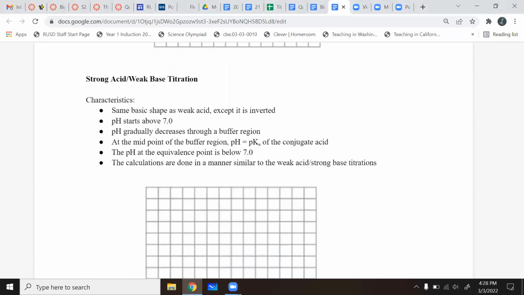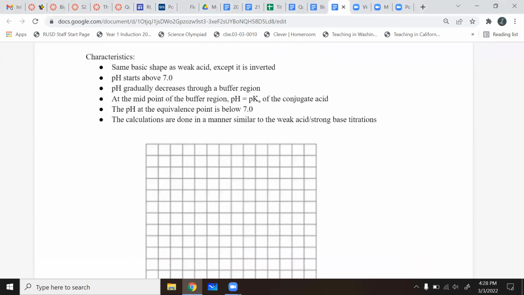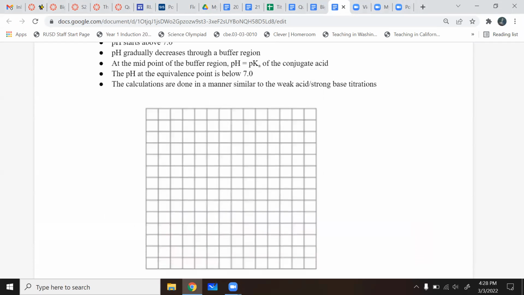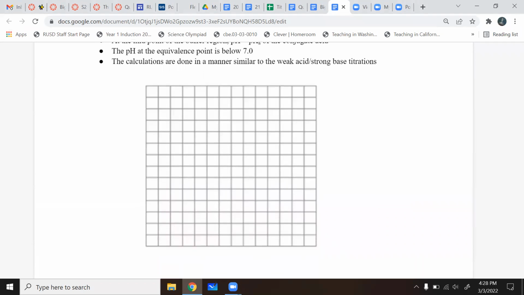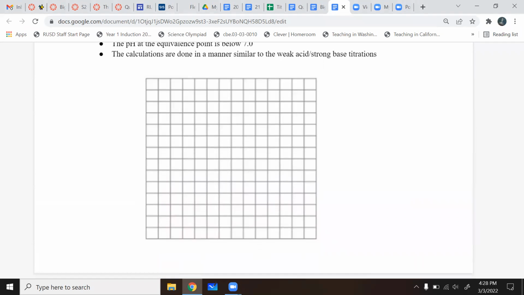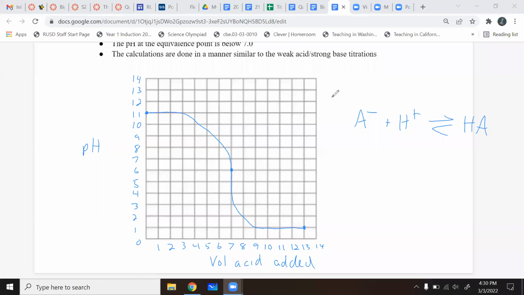Moving on to our last graph that we have to talk about. This is going to be our graph where we take a weak base and we titrate it with a strong acid. So once again, go ahead and pause the video right here and we're going to label it. Go ahead and pause the video and copy all of this down so that you can label along with me.